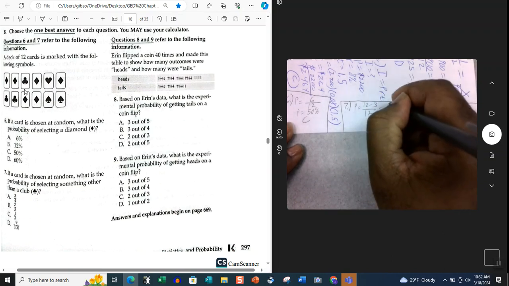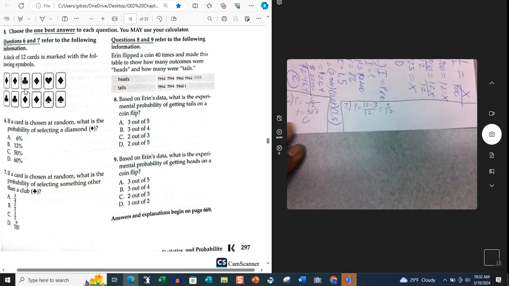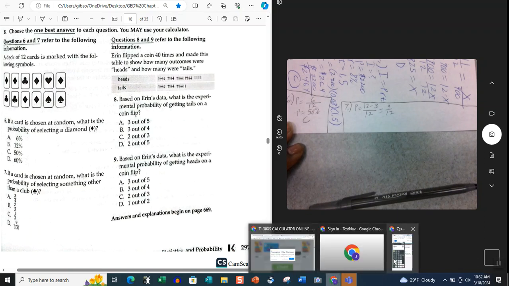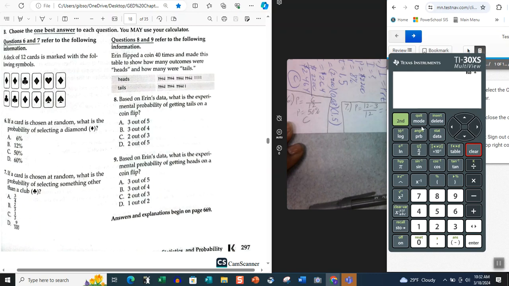So 12 minus 3 is 9, so we have 9/12. So now we could take our calculator, and you notice here they only have this in a fraction. So we'll take our calculator, clear this out, press N over D. We'll take 9, hit the down arrow, 12, and press enter. And that will give us the simplified fraction, which is 3/4, which is A.